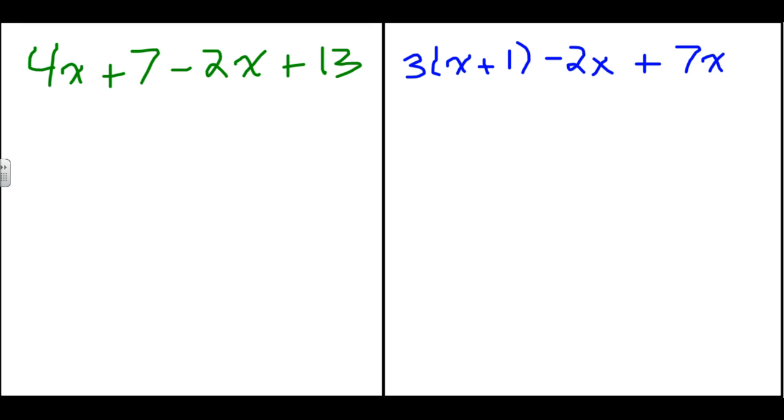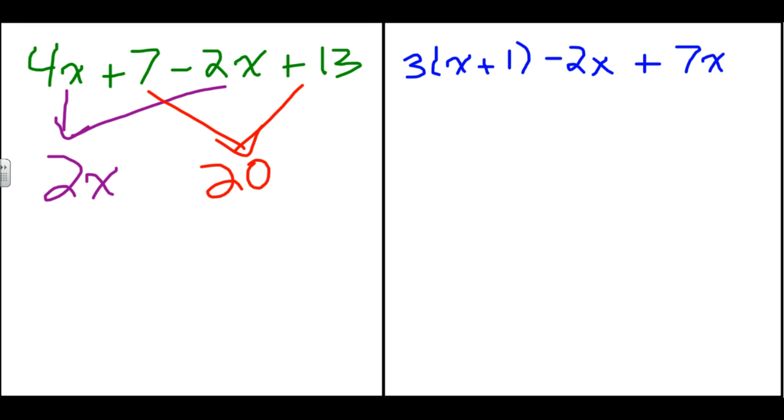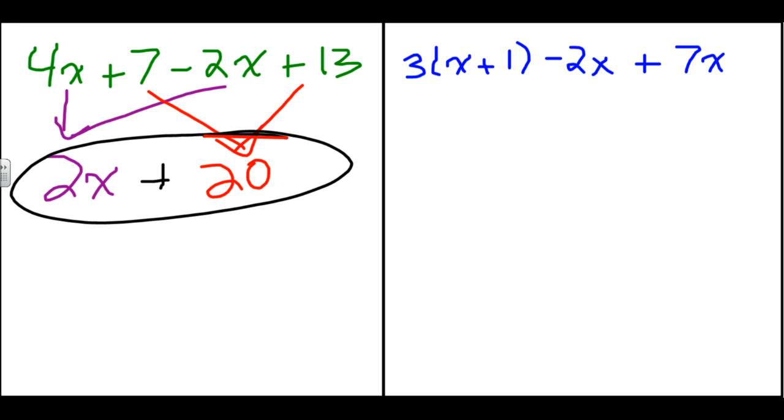So here we have some combining with some constants and some x terms. The two x's combined together, 4x minus 2x is 2x. And 7 plus 13 is 20. So therefore we have 2x plus 20 as our final combined like terms there.